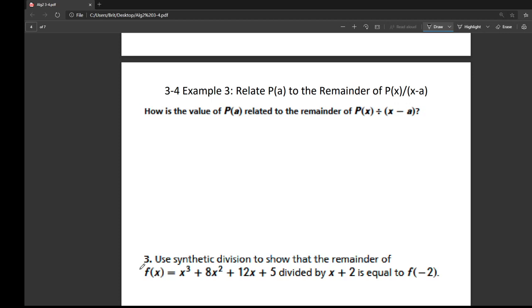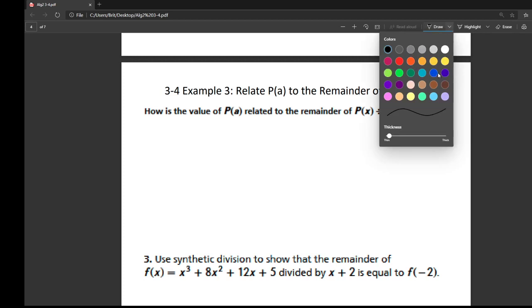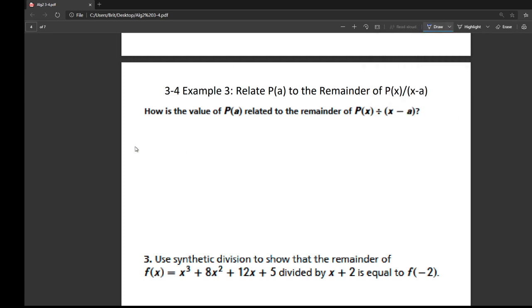In this video, I'm covering example 3 from section 3-4 in the SavvasRealize Algebra 2 textbook. In this example, I'm attempting to relate the value of a function when I plug in a number to the remainder of the function when it's divided by that factor. This is called the remainder theorem, for those of you who might need to look it up later.